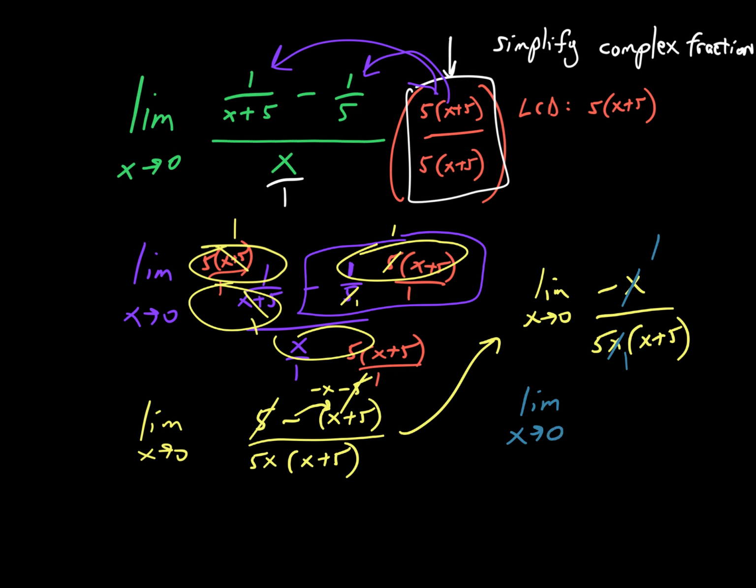The limit as x is going to 0, I have negative 1 over 5 times x plus 5. We get to evaluate now because there's no way we're going to get a 0 over 0. You plug it in, you're going to get negative 1 over 5 times 0 plus 5. This equals negative 1 over 25.